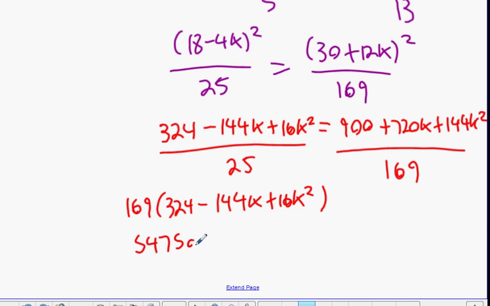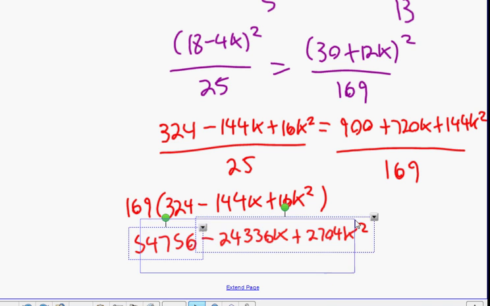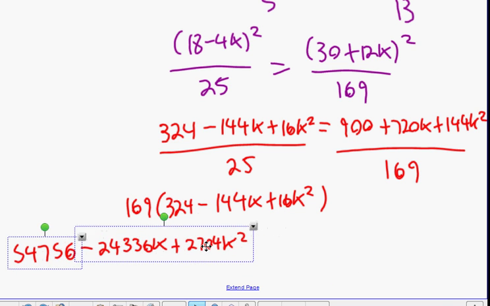54,756. Yeah. Sam or 24,336. 300 and? Rory? 2,704. Yeah. Now, with these numbers, you'd almost think you've gone wrong, wouldn't you?